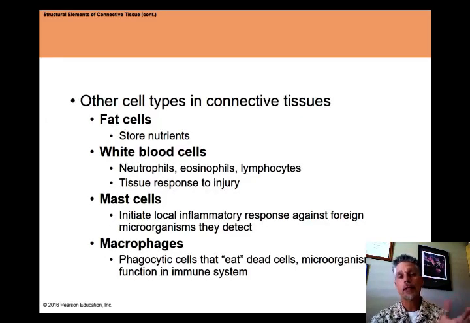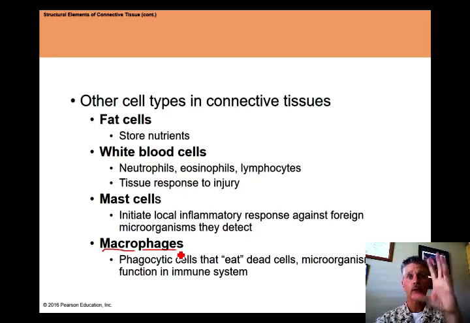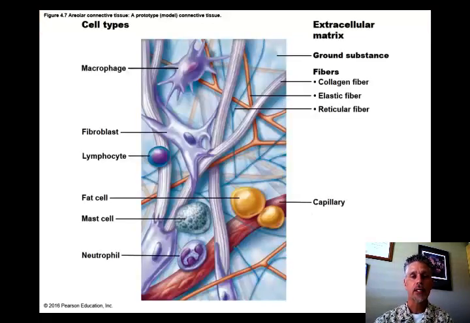And then we also have cells that we find in other types of connective tissues, because we do have some diversity of connective tissues. For instance, we have fat cells in adipose tissue that store nutrients. In blood, we have white blood cells and red blood cells. The white ones are defending us, and the red ones are carrying oxygen. Mast cells are part of our immune system. And then macrophages. Macro means big, and phago means eat. So they're often part of the immune system as well, going around and eating up old cells or pathogens, disease-causing agents, etc.